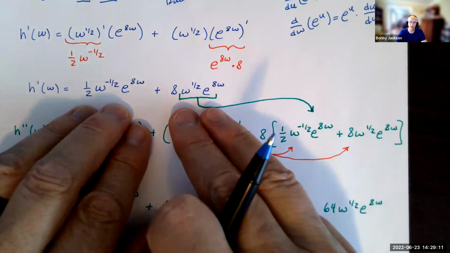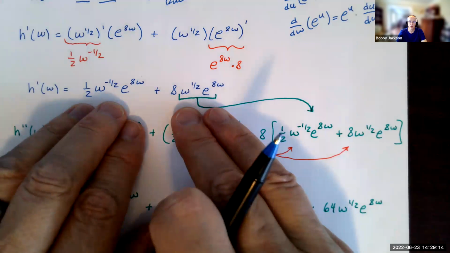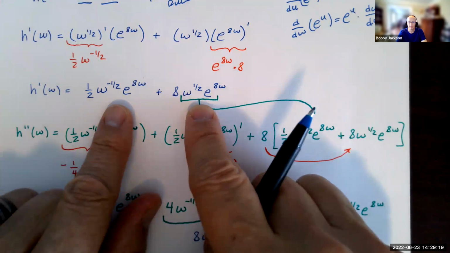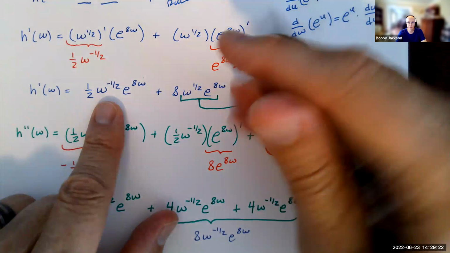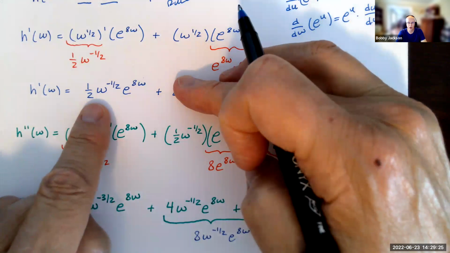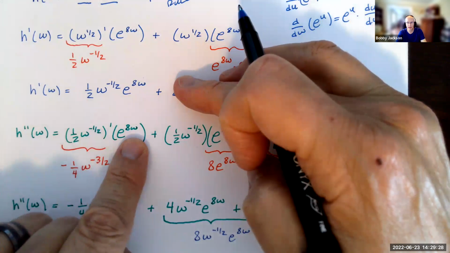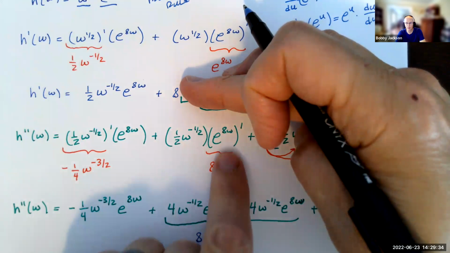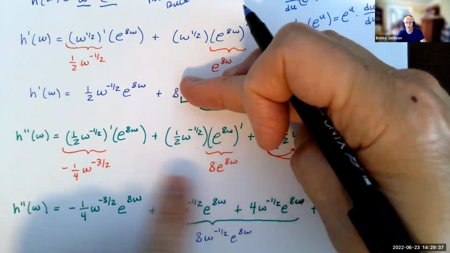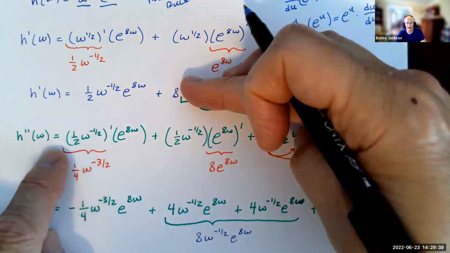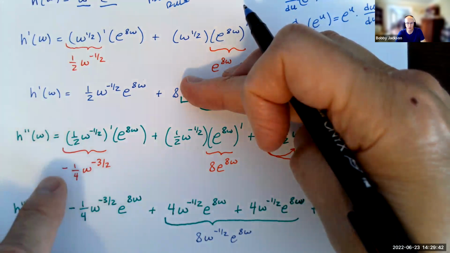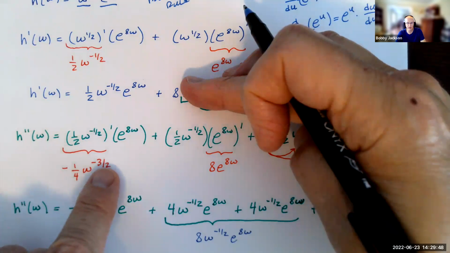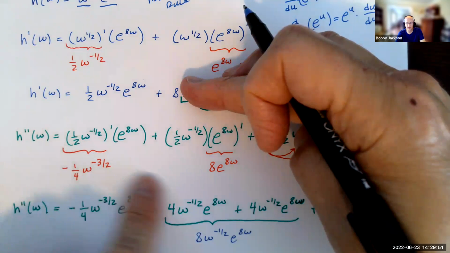Now when I take the derivative of this, I'll get the second derivative, which is what I want. Of course, here I have a product rule, and here I have a product rule. We'll look at the first one here. Again, take the derivative of the first function, 1/2 w to the negative 1/2, times the second, plus the first times the derivative of the second. Derivative of e to the 8w we've already done up above, so that's the same. This one, power rule again: I take the 1/2 out as a constant multiple, bring negative 1/2 down, multiply. 1/2 times negative 1/2 is negative 1/4. Subtract 1 from negative 1/2, I get negative 3/2. Okay, so there's the derivative of the first part.